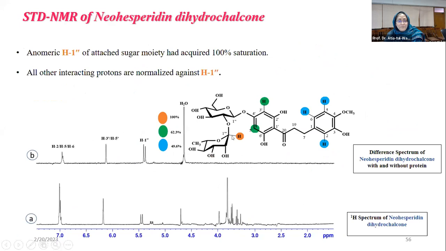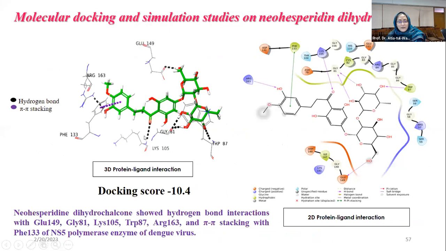So the next molecule is neohesperidine dihydrochalcone, and this one also shows good interaction. These are the colored ones, which show different percentages of interaction that the ligand got from the protein, and these are the docking.